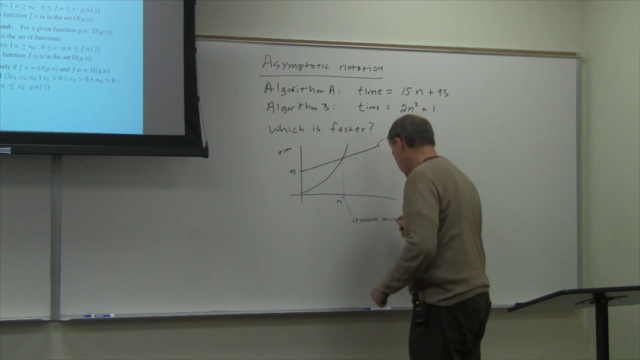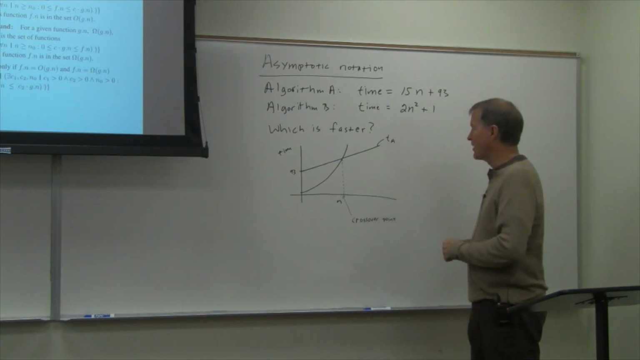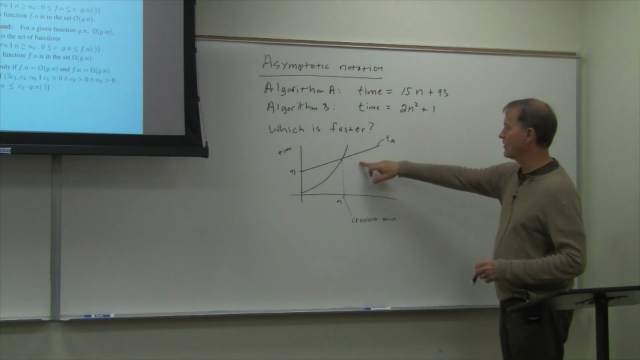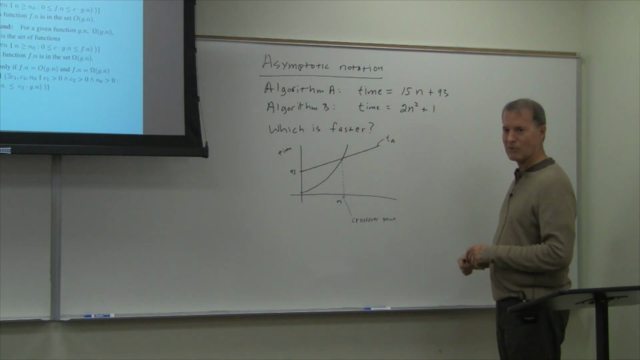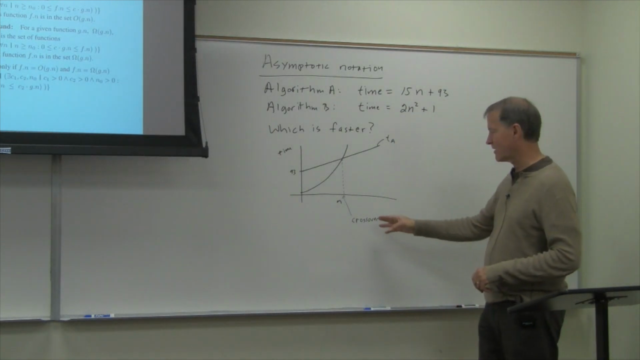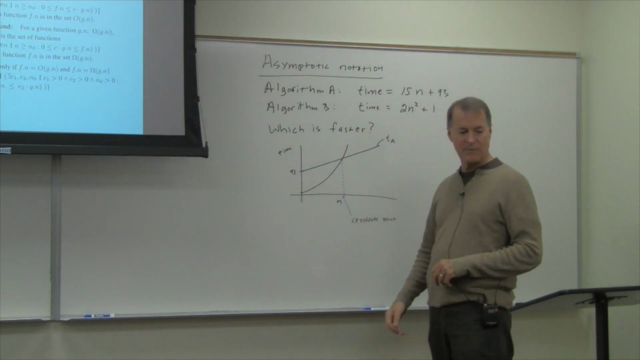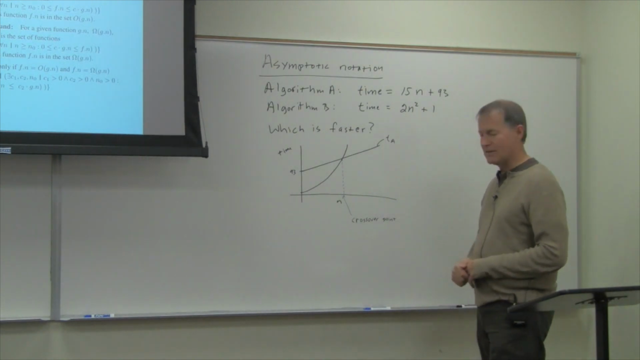Do we have to calculate that? Well, I mean, you could if you wanted to. It's where these two are equal, so you'd set this equal to this and solve for n. Quadratic equation, right? So you could calculate where that is if you wanted. Well, we're not going to, but anyway.